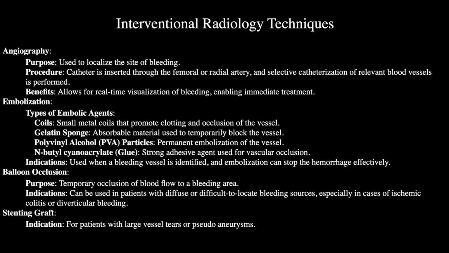The embolization materials we have are coils, gelatin sponge, PVA, and glue. Details about these are discussed in the previous video on upper GI bleed. You can have a look there. You can do balloon occlusion also. This is just temporary occlusion of blood flow to the bleeding area. And sometimes we can do stenting and stent graft also in case of large vessel pseudoaneurysms.